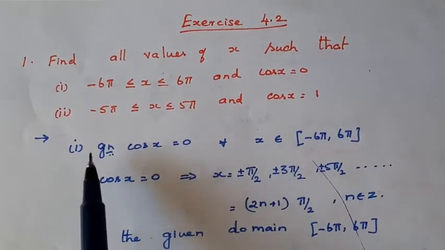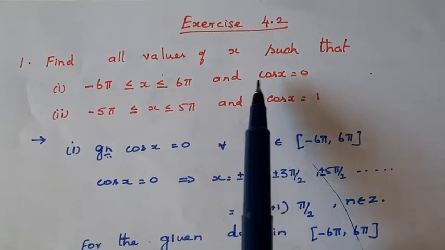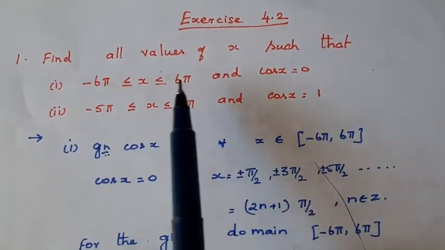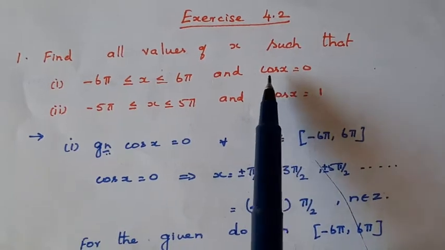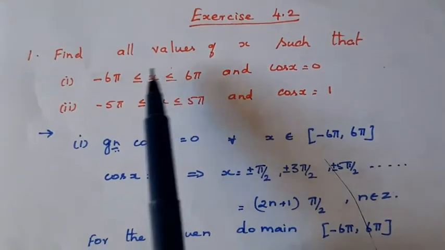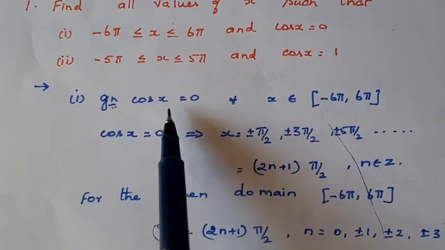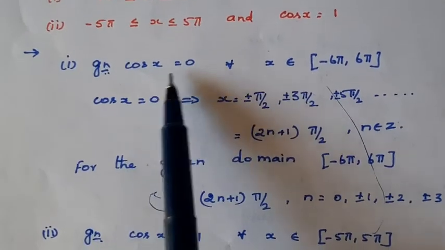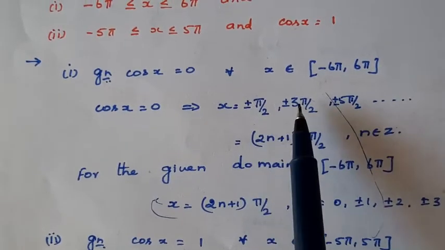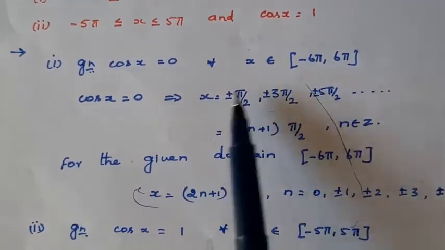Now, for the first problem, cos x is equal to 0 and x belongs to the closed interval minus 6 pi to 6 pi. So you are going to find the values of x such that its cosine value is 0 and it should also lie between minus 6 pi and 6 pi. First let us find the values of x whose cos value is 0. So cos x is equal to 0 for the values plus or minus pi by 2, plus or minus 3 pi by 2, plus or minus 5 pi by 2. You know that the cos value is 0 for these angles, right?